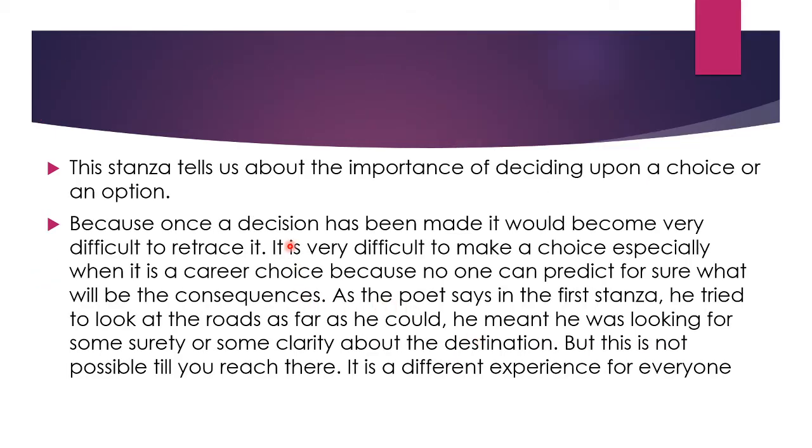So this stanza tells us about the importance of deciding upon a choice or an option. Because once a decision has been made, it would become very difficult to retrace it. It is very difficult to make a choice, especially when it is a career choice, because no one can predict for sure what will be the consequences. As the poet says in the first stanza, he tried to look at the roads as far as he could. He meant he was looking for some surety, for some clarity about the destination. But this is not possible till you reach there. It is a different experience for everyone.